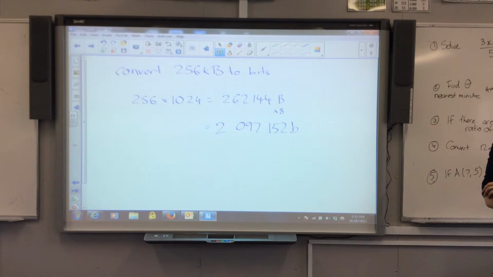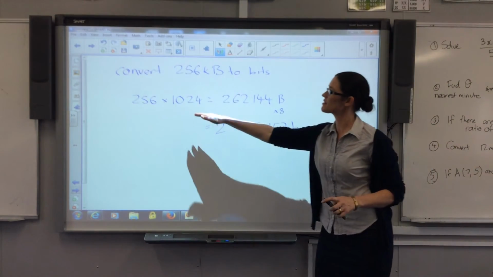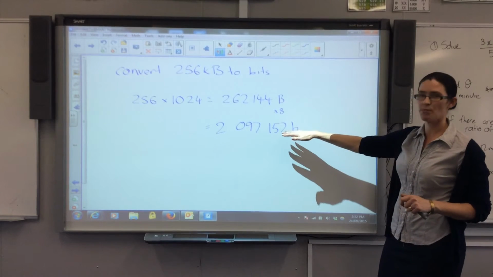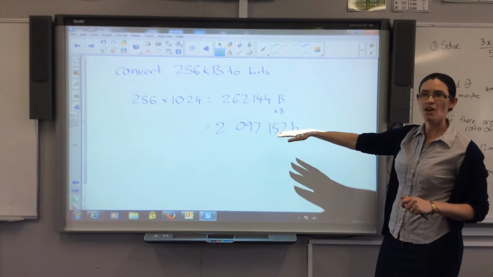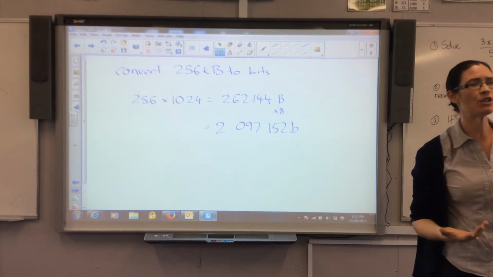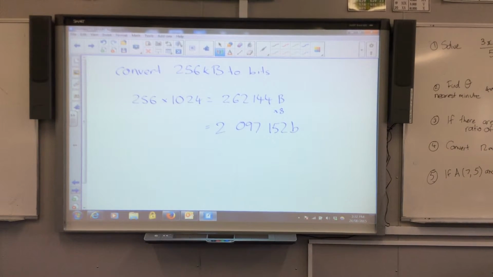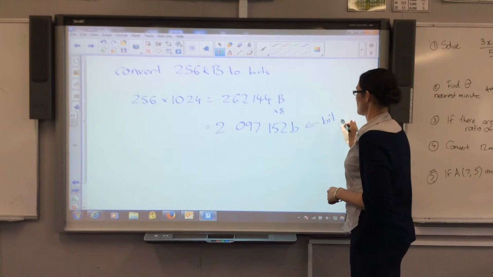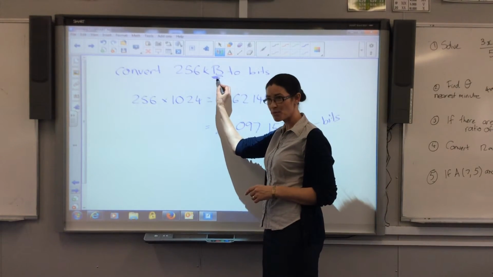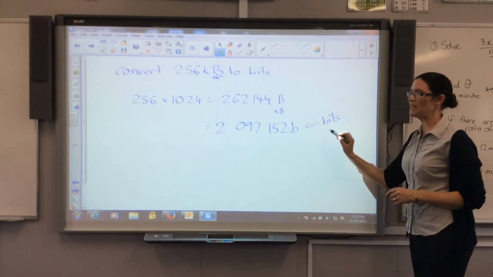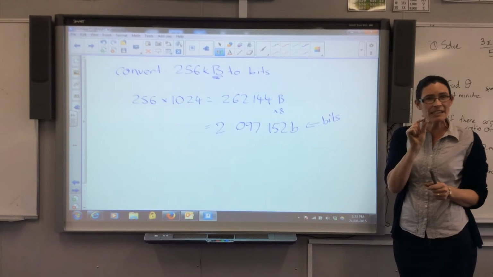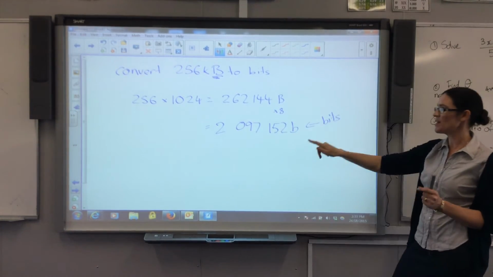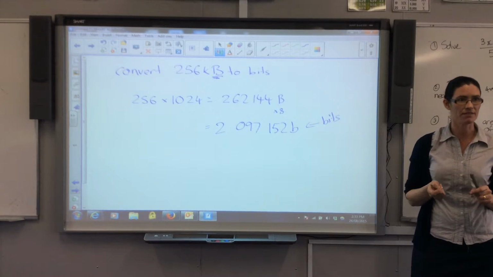Does that make sense to everyone? I started at kilobytes, converted it to bytes, and then converted it to bits. I started at kilobytes, capital B, and now I'm in bits. So that's how many little tiny zeros and ones there are: 2,097,152 little zeros and ones.